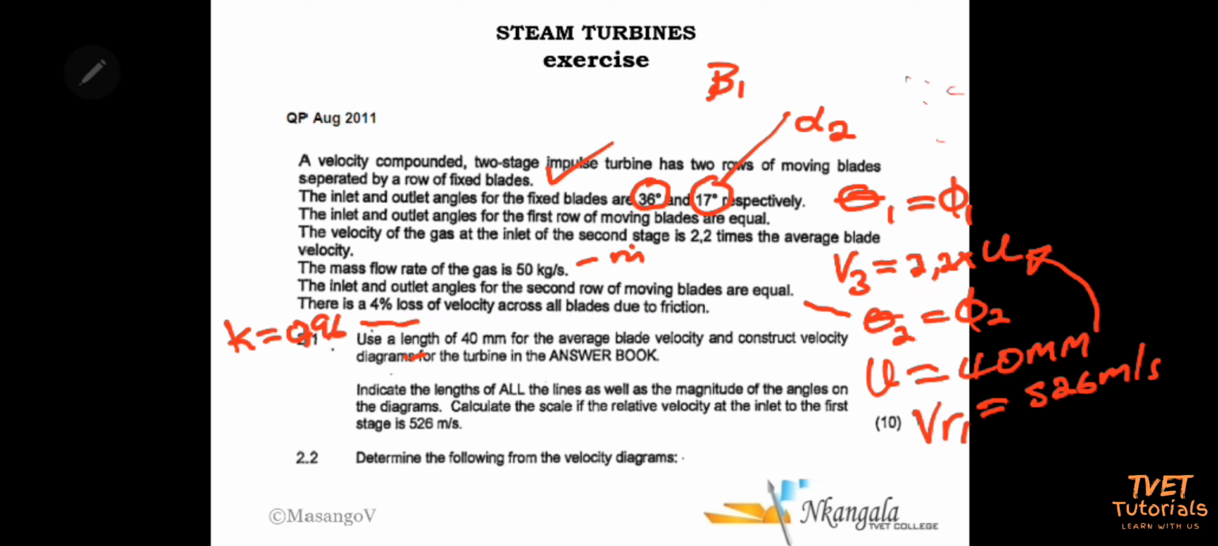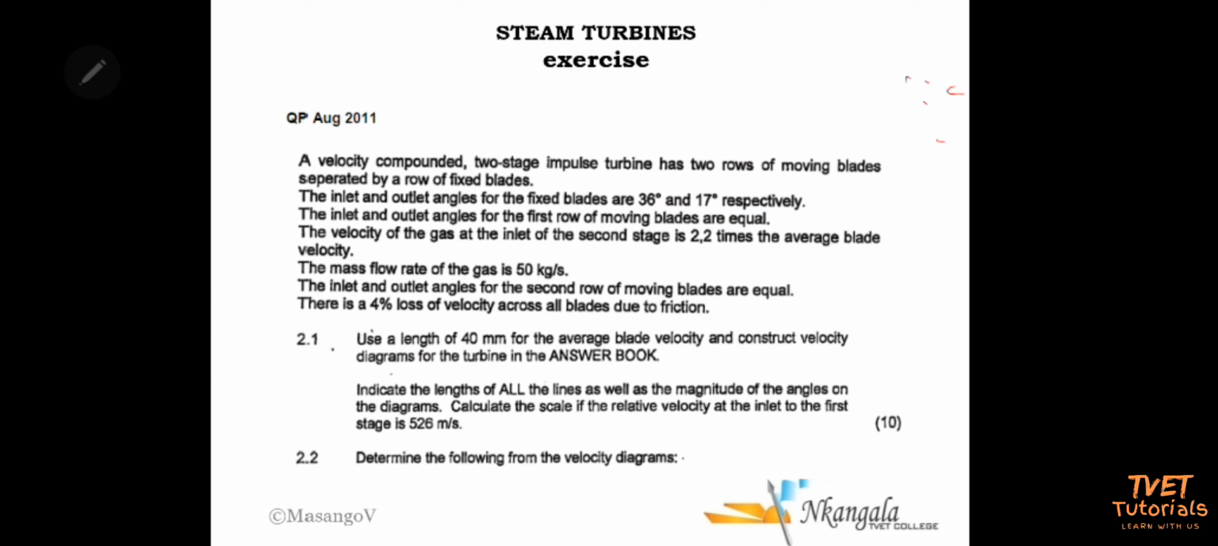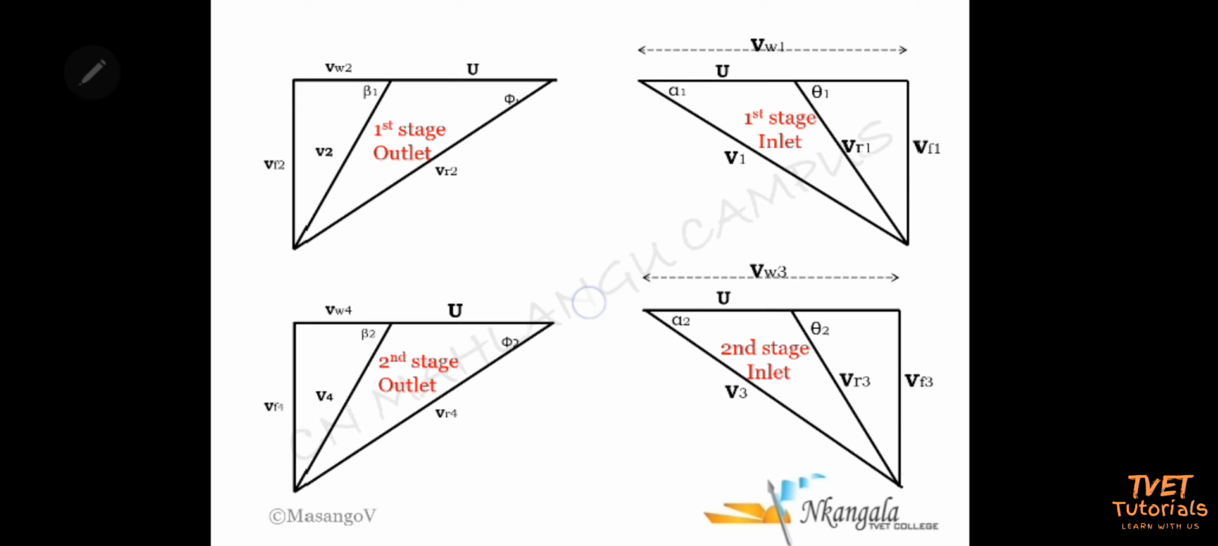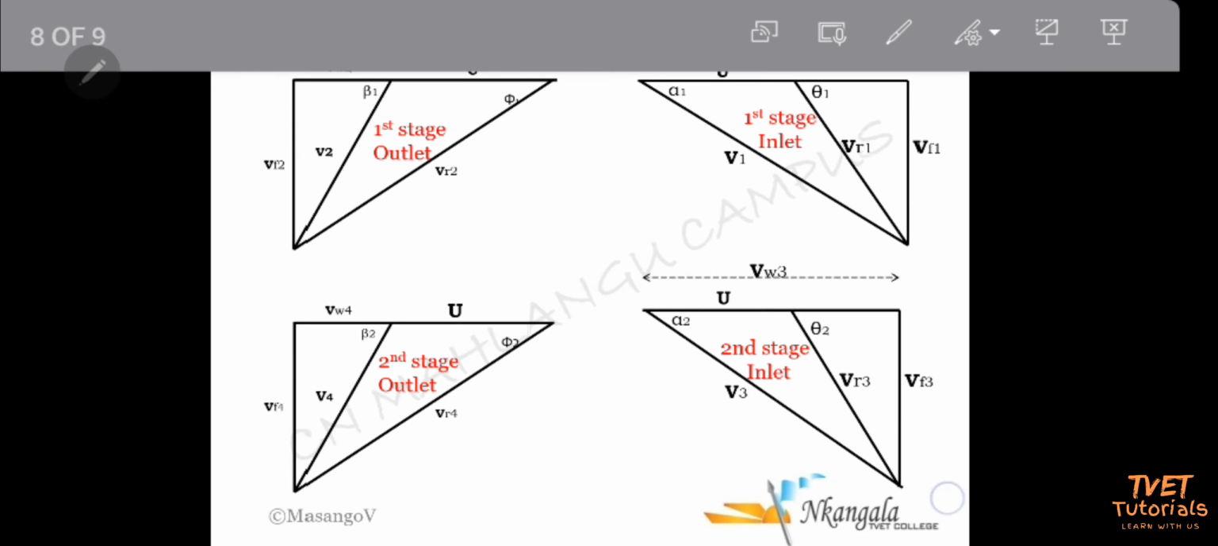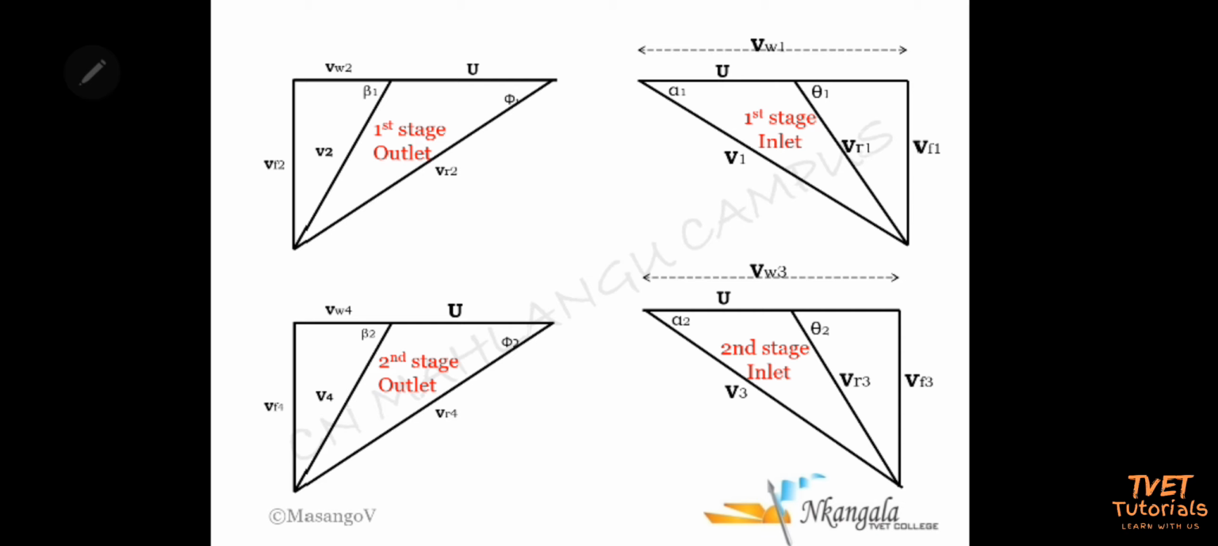So now let's move to the velocity triangles and see whether our information is sufficient, but also see how we are going to then draw our velocity diagram. Okay, so from this information we can then see that we said we were given first beta 1.